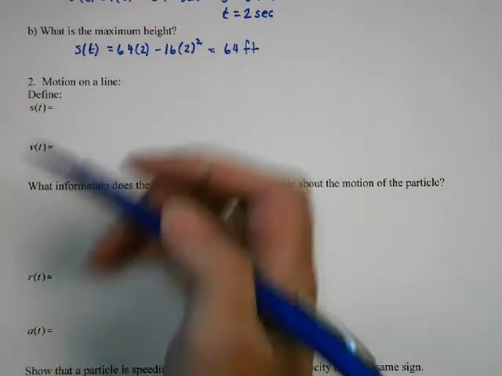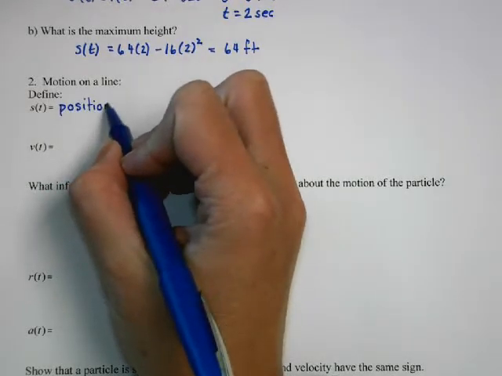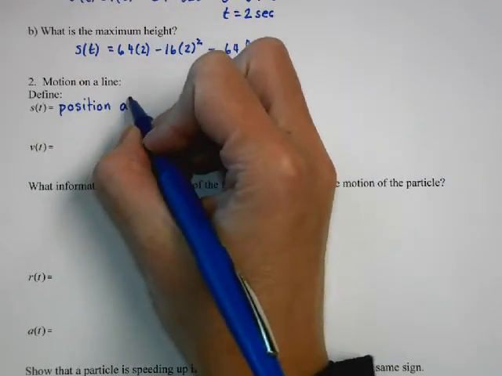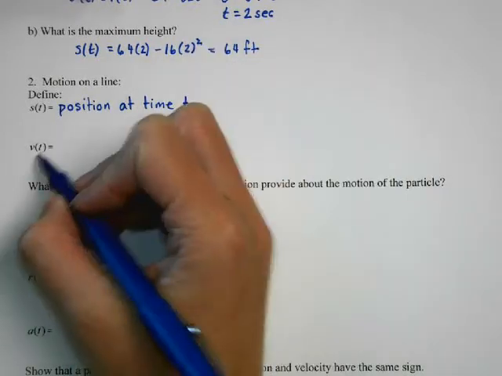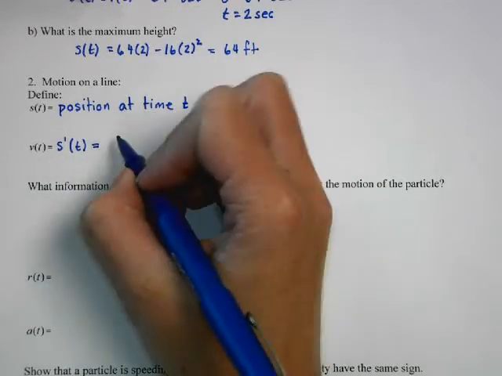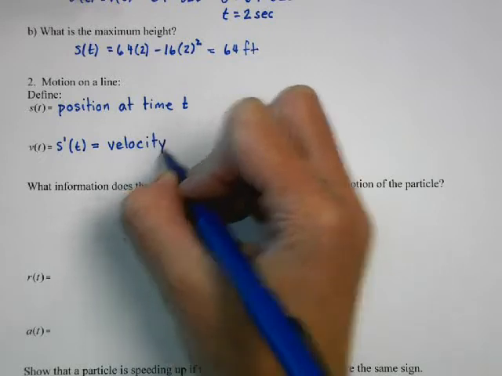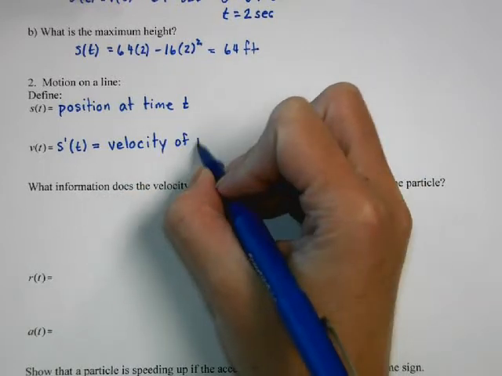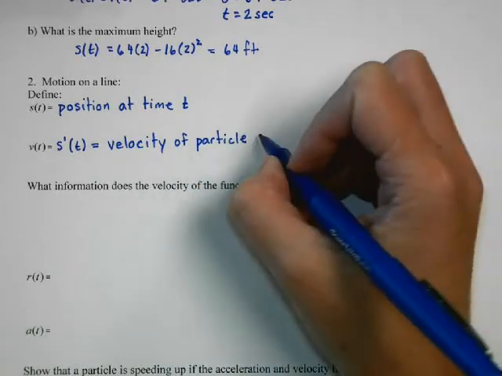So, motion on a line. S of t is going to be the position at time t. V of t is the derivative of position, and it's going to be the velocity of the particle at time t.